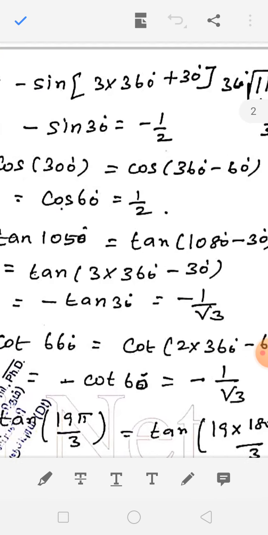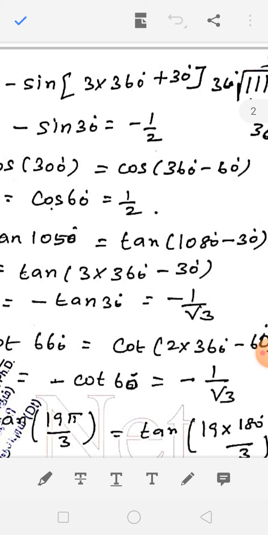Okay, so 1050 degree, tan of 3 into 360 degree. So more than 180 degree. So we have to use what? 360 degree. So 360 degree how many times? 3 times. Because here 1000. So 3 into 360 degree minus 30 degree.